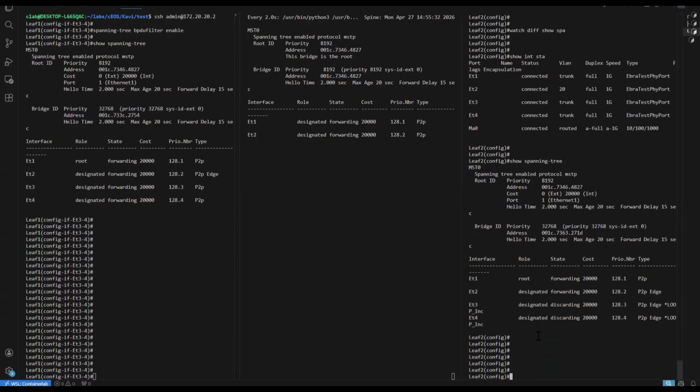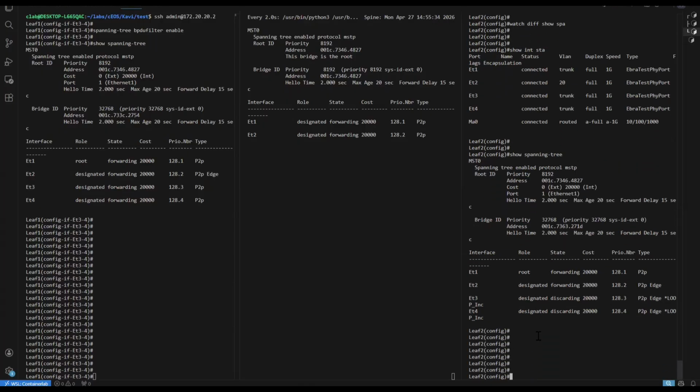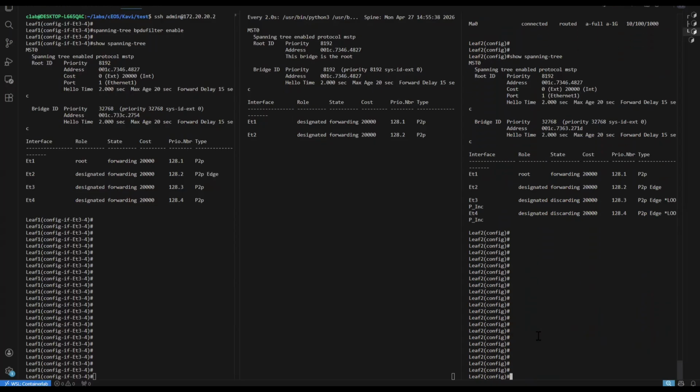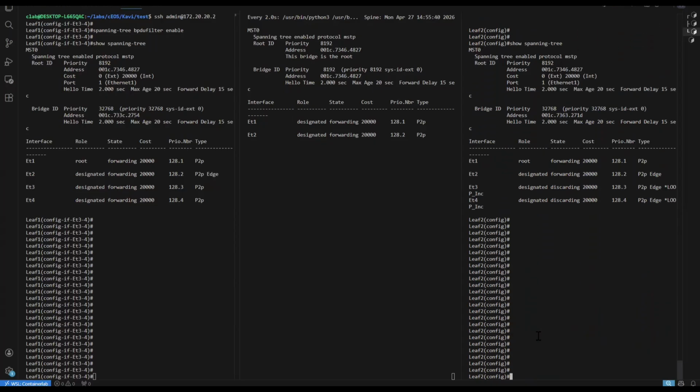The spanning tree is discarding now. So now this test case is also done. So next is port fast. So port fast is very simple.